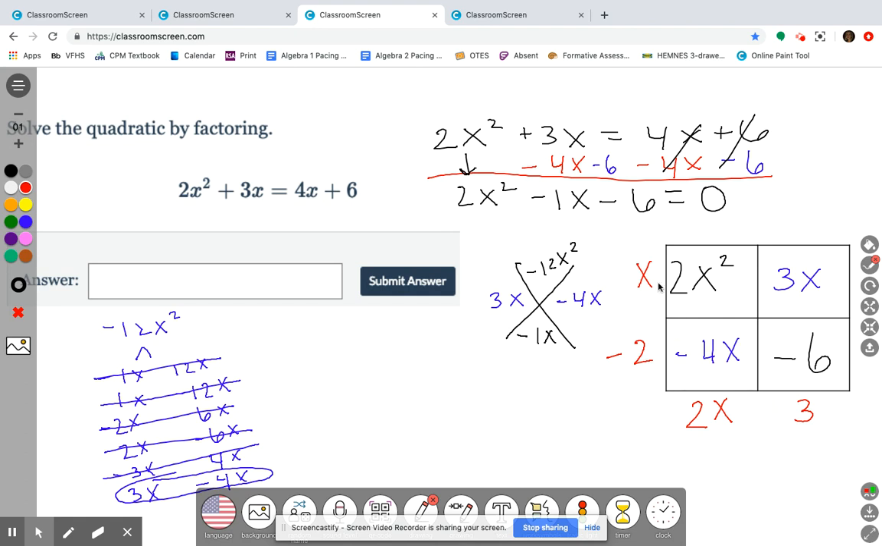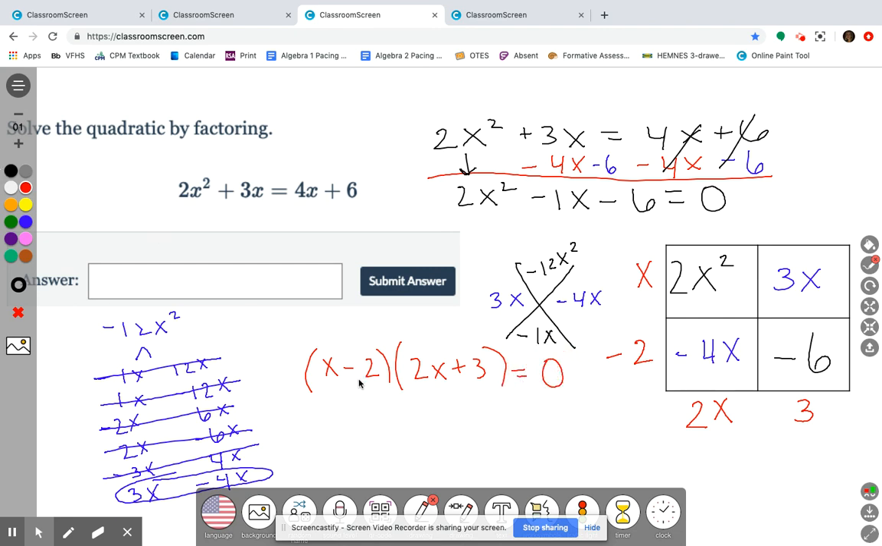You can always go and double check that your boxes and rows are lining up, making sure that this top box is x times 2x to give you 2x squared. The top right box is x times 3 to give you 3x. This bottom box is negative 2 times 2x, and this last bottom box is negative 2 times 3, and you did make sure that you did it correctly. So now we're going to set up our parentheses, x minus 2, 2x plus 3, coming from the two sides of our generic rectangle.